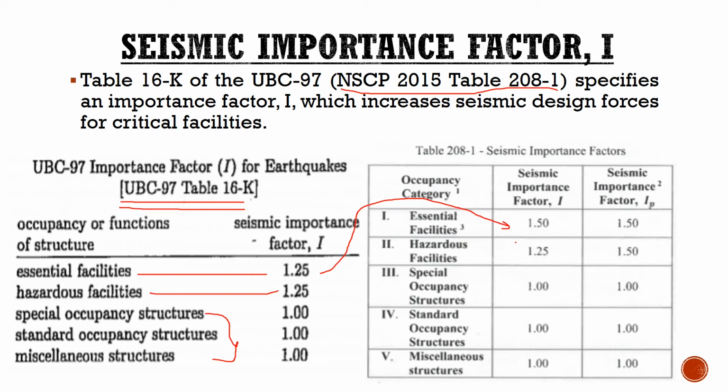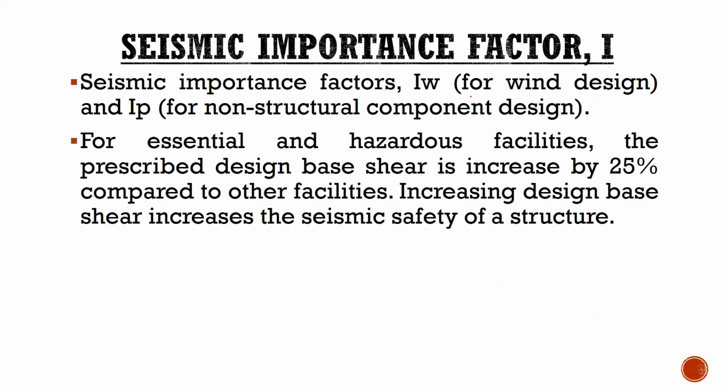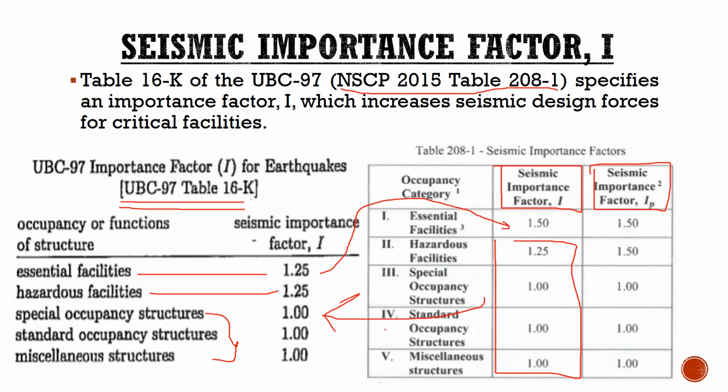Then hazardous hantod sa miscellaneous is the same lang with respect to UBC 97. So i-follow nato ang seismic importance factor. So naa pud tay seismic importance factor na Ip, para asa man na siya? So ang Ip guys is para na siya sa non-structural component design. Naa pud yung Iw guys for wind design. Kay dito man sa design sa wind, naa pud tay importance factor. Pero sa seismic guys, kani na ang gamiton.